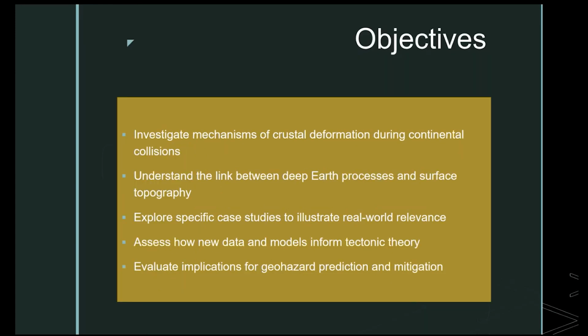In this presentation, I aim to cover 5 main objectives. First, explore how crust deforms during continental collisions. Second, understand how deep Earth processes influence surface topography. Third, use real-world case studies to ground these concepts. Fourth, evaluate how current data and models are improving tectonic theories. Finally, assess the implications for hazard predictions and mitigation.